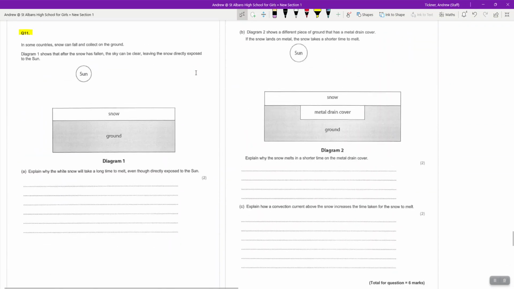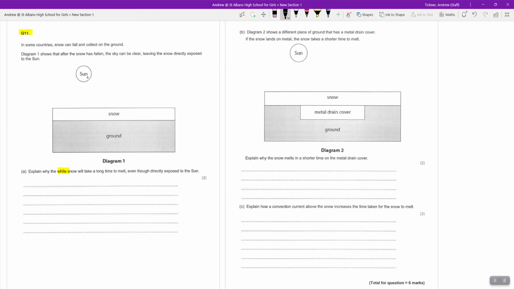Okay, number 11. So we're all about heat transfer in number 11. So I want to talk about these a little bit more. We've got some countries where snow can fall and collect on the ground. You're sitting in international GCSE, and there'll be people who sit this who live in a country where it does not snow. Diagram 1 shows that after the snow has fallen, the sky can be clear, leaving the snow directly exposed to the sun. So we've got snow, we've got ground. Explain why the white snow, and I'm going to highlight the word white because that is the important term in this, takes a long time to melt, even though it's directly exposed to the sun.